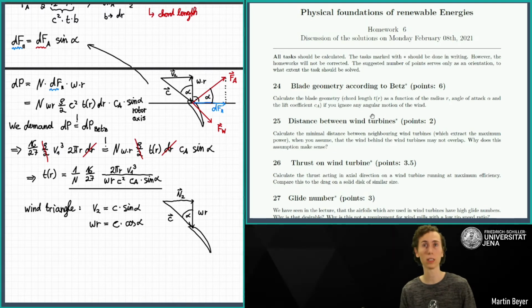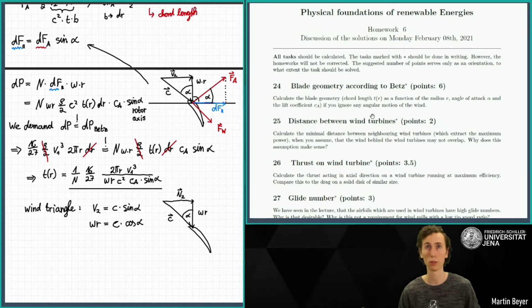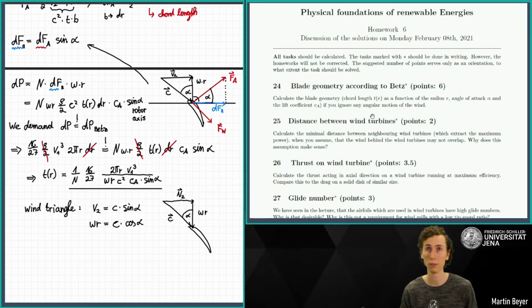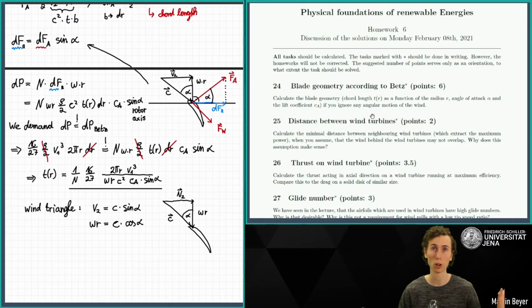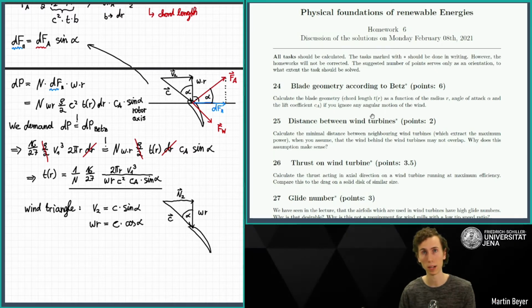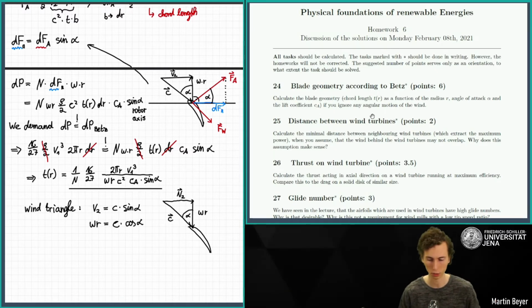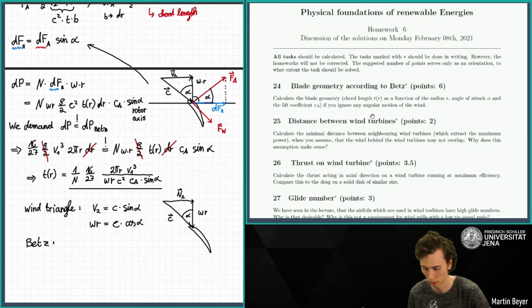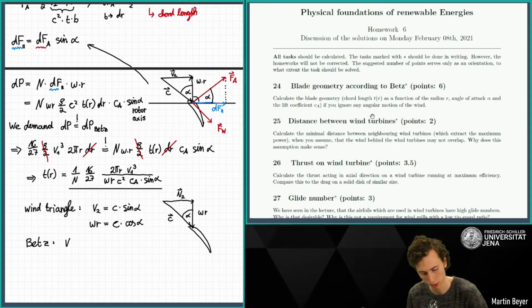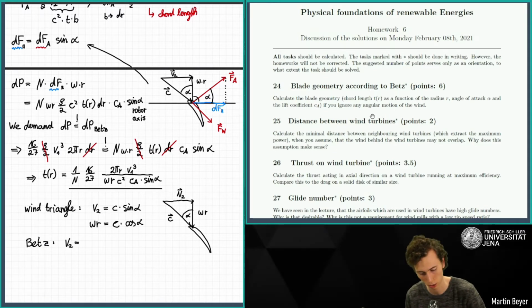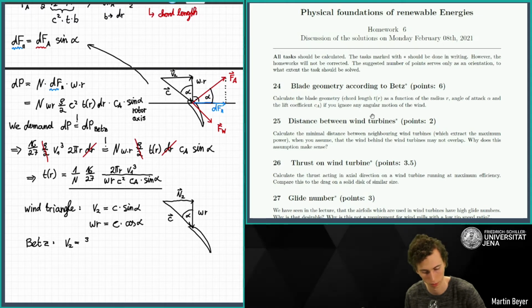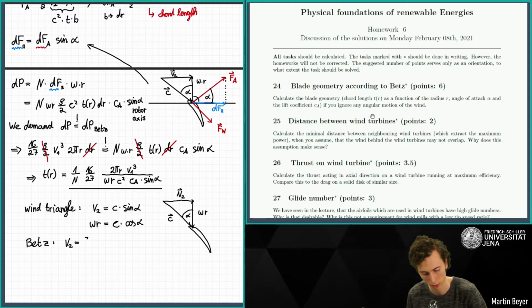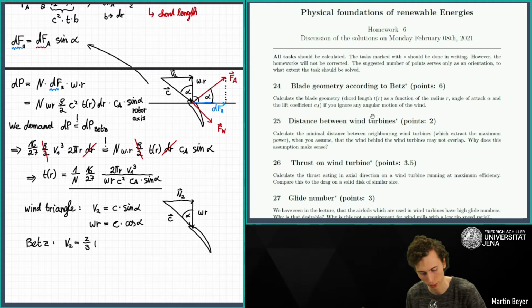Now we can use the Betz limit again. For the Betz limit, we derived that the velocities far in front, far behind, and in the plane of rotation are connected to each other. And here we know that the velocity v2 is just 2/3 of the velocity v1.